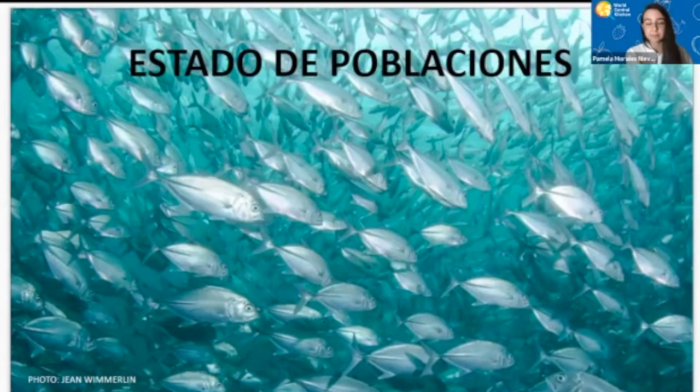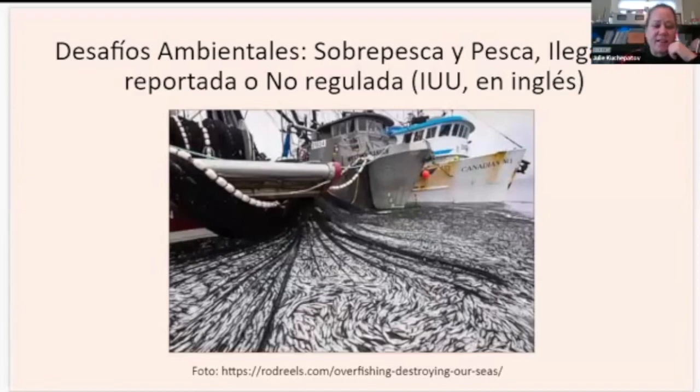Okay, the second thing that I want to talk about here is illegal fishing, one of the biggest threats to fish stocks and livelihoods.